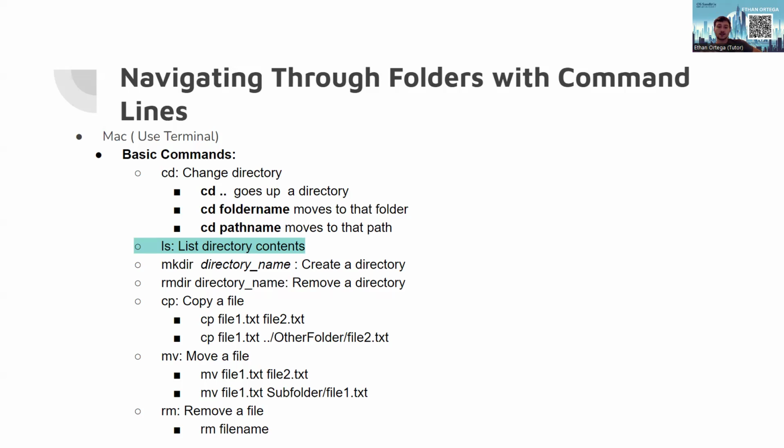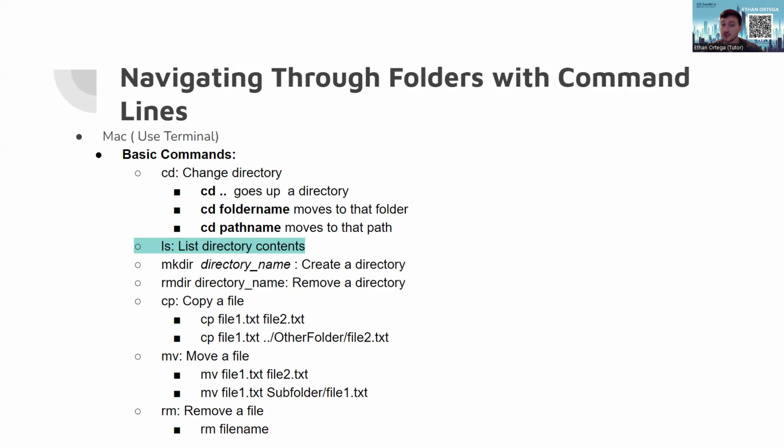So mkdir directory name creates a directory. You would do mkdir, and then what you would place in the italics of directory name is the name you want the directory to have. Hopefully that makes sense. If you want to remove a directory, you would do the same thing with rmdir and then the directory name.